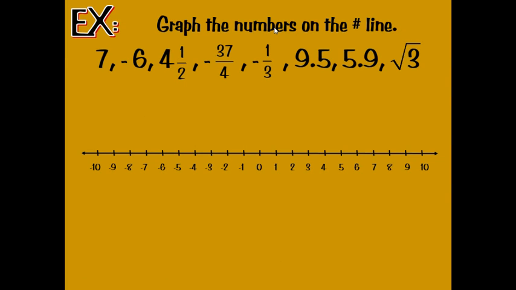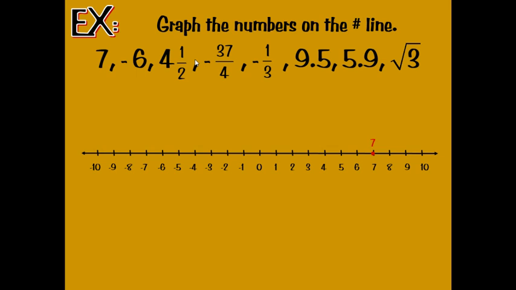Graph the numbers on the number line. So you guys will pause the video now. Go ahead and do a number line from negative 10 to positive 10, and go ahead and graph them. All right, I'm assuming you're done writing them down. So here we go. Number 7.